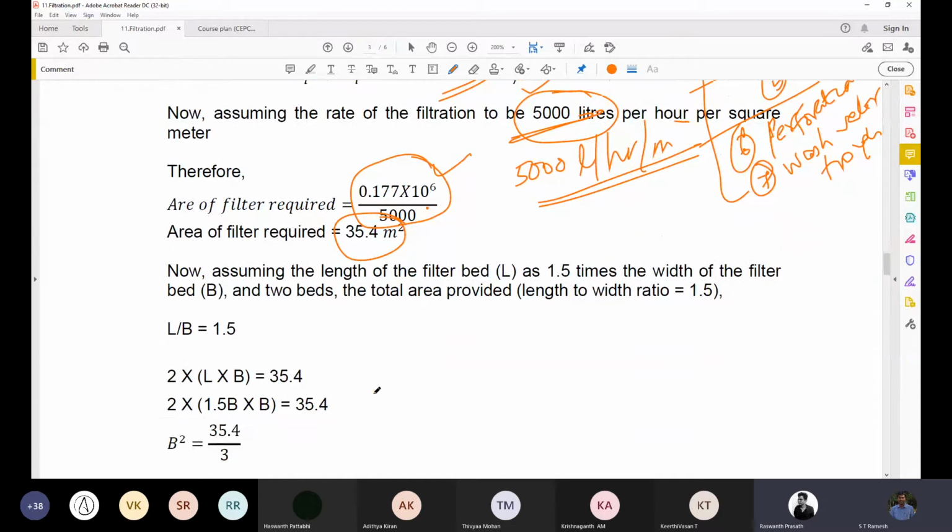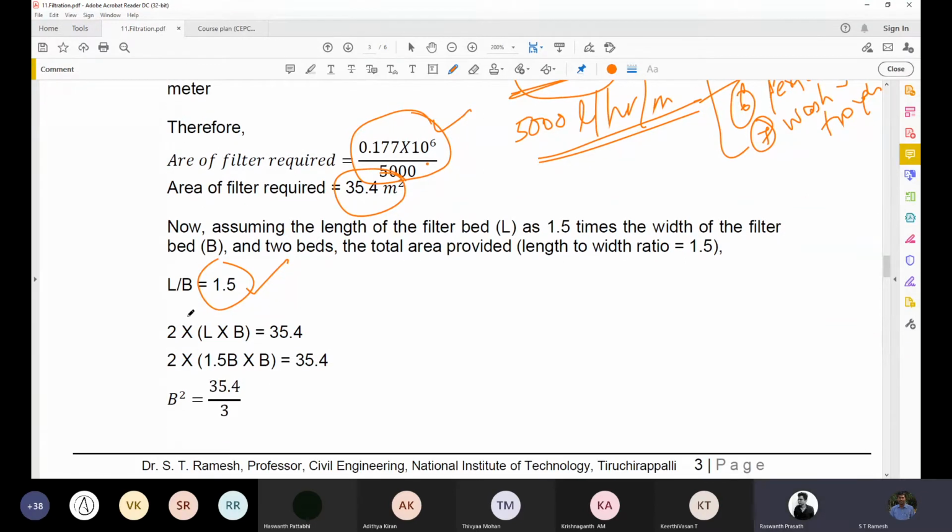Is it okay? Now you can assume L by B ratio as 1.5. Then you can also have two filter beds, 2 beds.